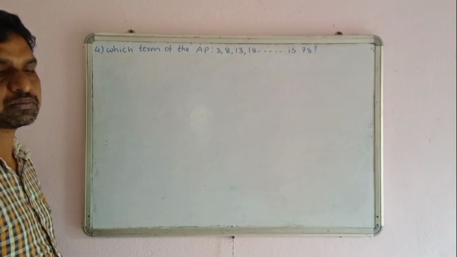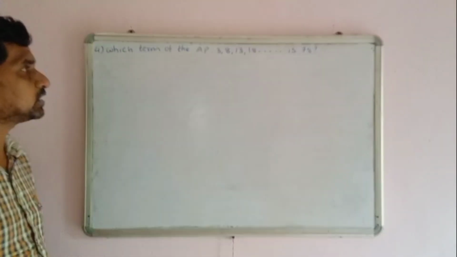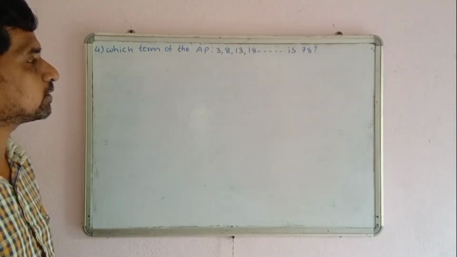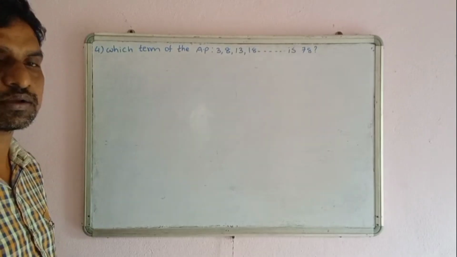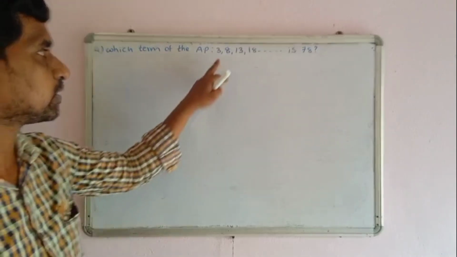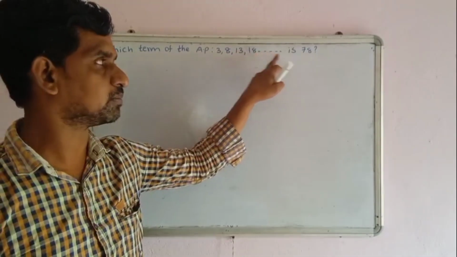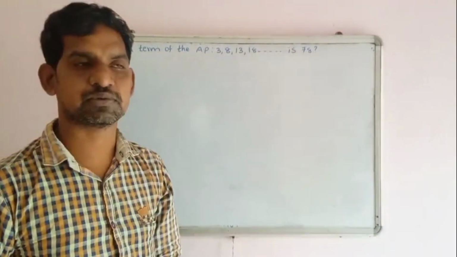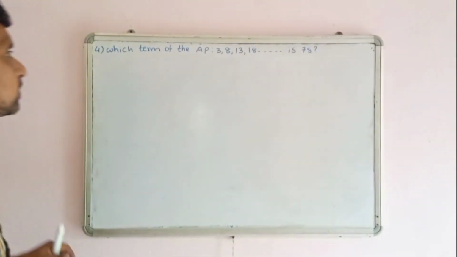Exercise 5.2 progressions. Fourth problem. Which term of the AP 3, 8, 13, 18 and so on is 78? 3 is the first term, second term, third term, fourth term. 78 is which term? Sixth term or seventh term or 10th term? What is the term? We will find that one.